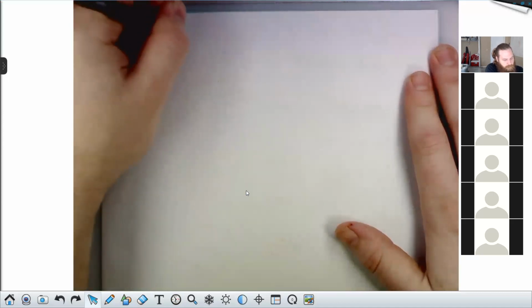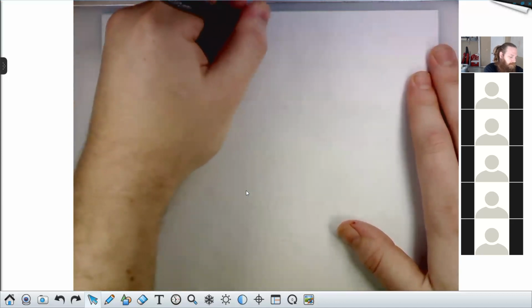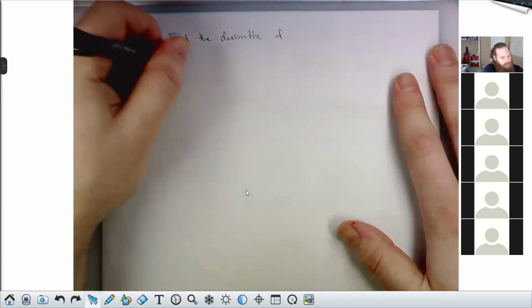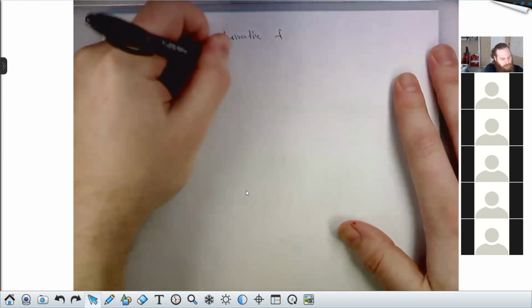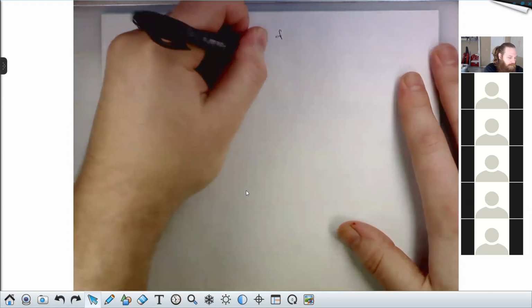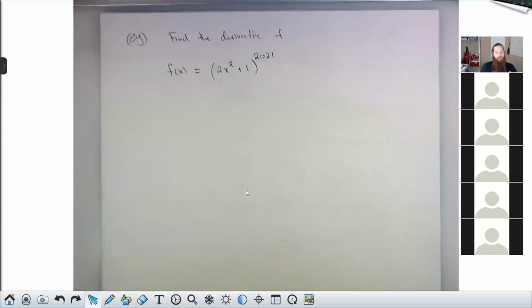So let's find the derivative of f of x equals 2x squared plus 1, all raised to the power of 2021. There's a bunch of ways to do this. Some of them suck. Some of them suck a little bit. Some of them are reasonable.